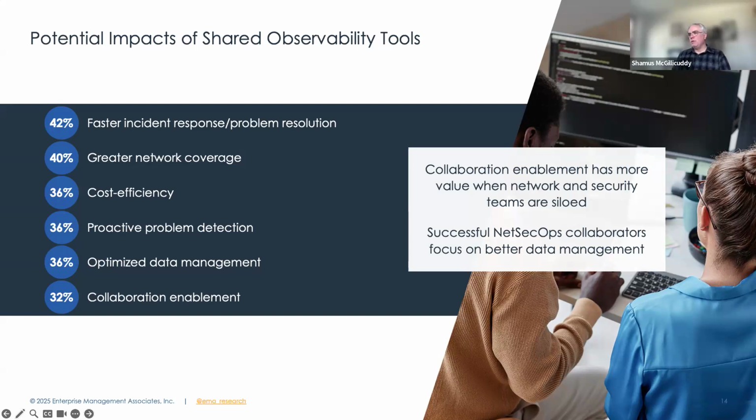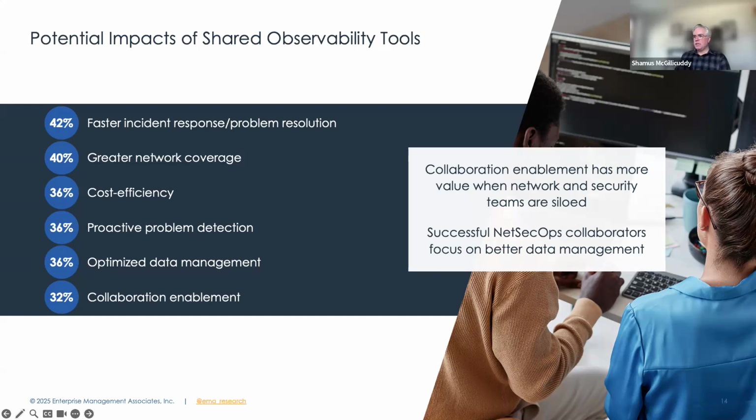Collaboration enablement has more value when the network and security teams are siloed. So that's another key piece: the 32% that said collaboration enablement is a big value of a shared tool. If those two teams are siloed, that potential value went up in our data. Like, oh yes, we haven't unified our groups, but the shared tool makes it easier for us to work together across silos.